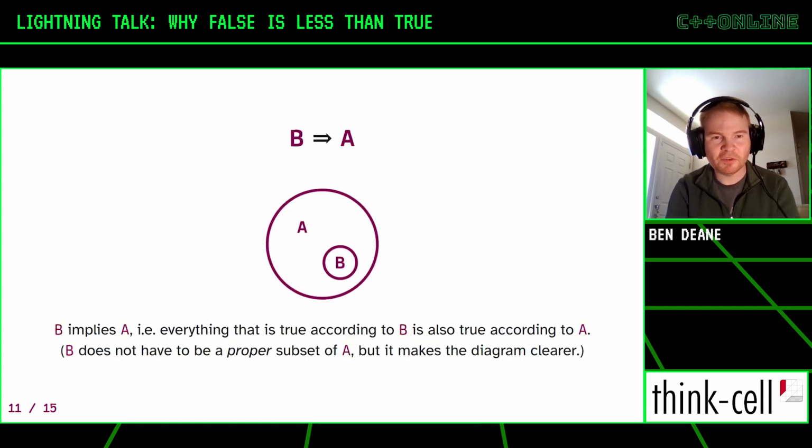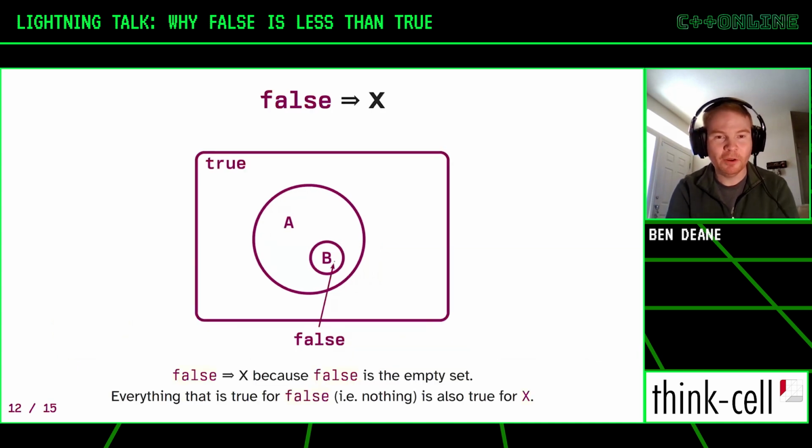But if we think about it in terms of sets, it's much easier. In those predicates, B implies A because everything that B matches, A also matches, right? B doesn't have to be a proper subset, but the diagram is clearer if it is. And now expanding to the full diagram, we can see that false implies anything because it's the empty set. It's less than everything. It implies everything, because what is true for the predicate false, which is saying nothing, is also true for any predicate.